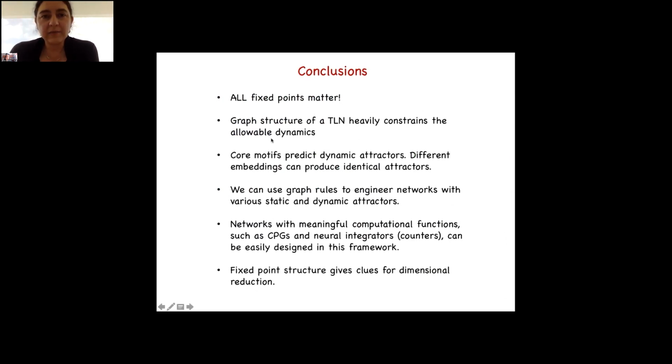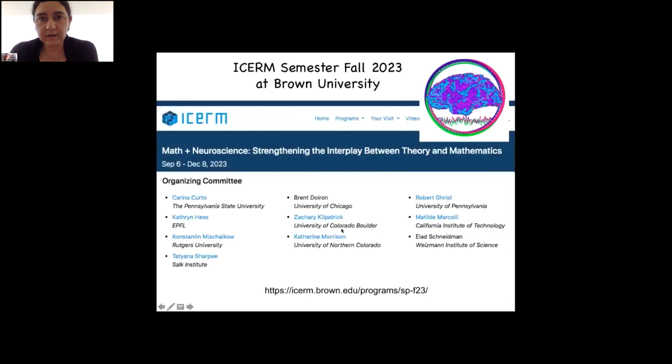But the conclusion: all the fixed points matter, including the unstable ones. We have networks where the graph structure is heavily constraining the allowed dynamics in a way that is understandable with graph rules, and we can use this. We can now use the theory and the intuition to engineer networks that perform meaningful computations, like the central pattern generator circuits.